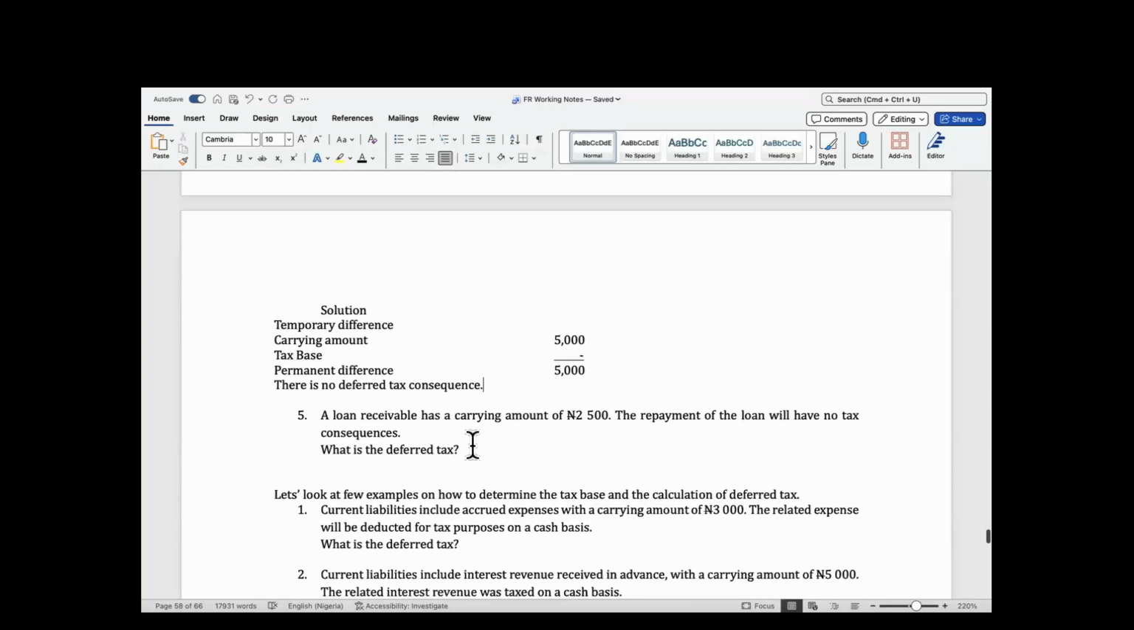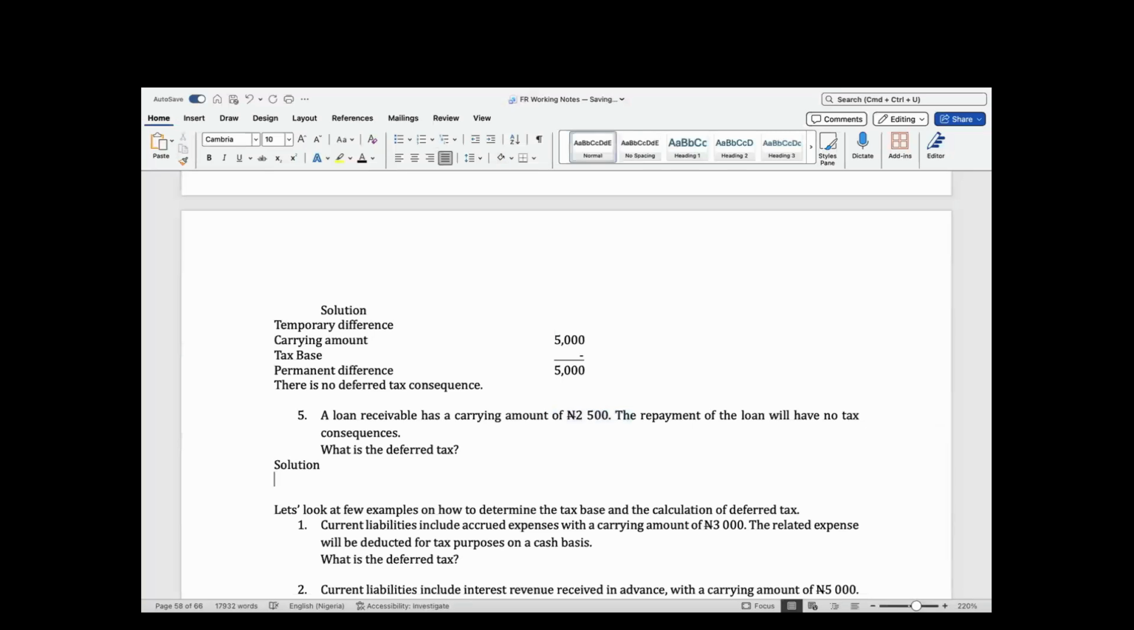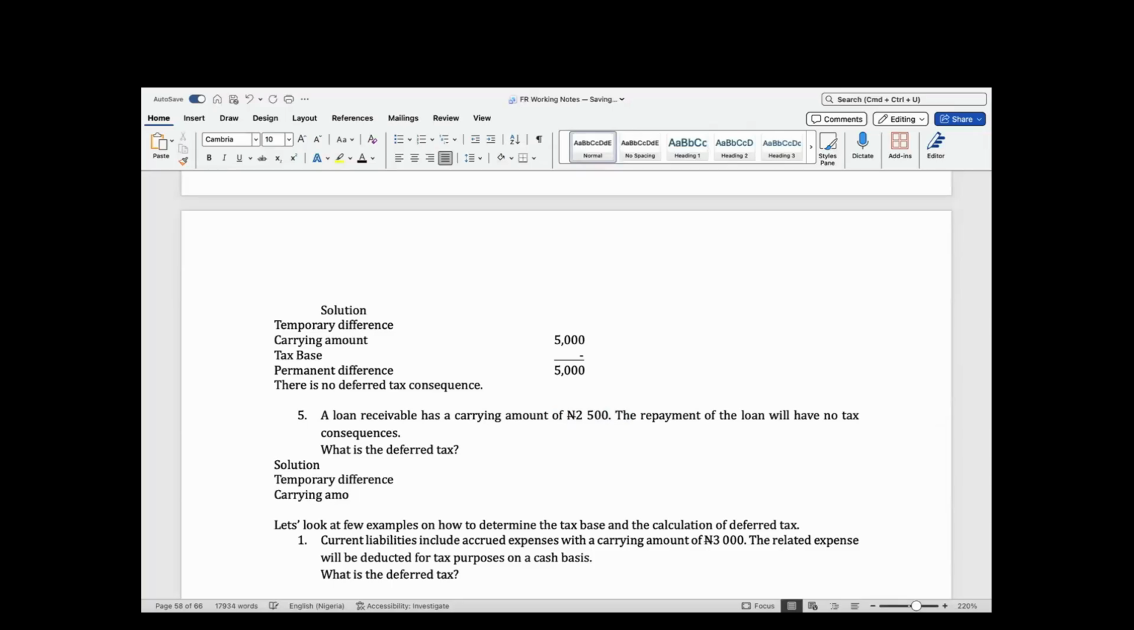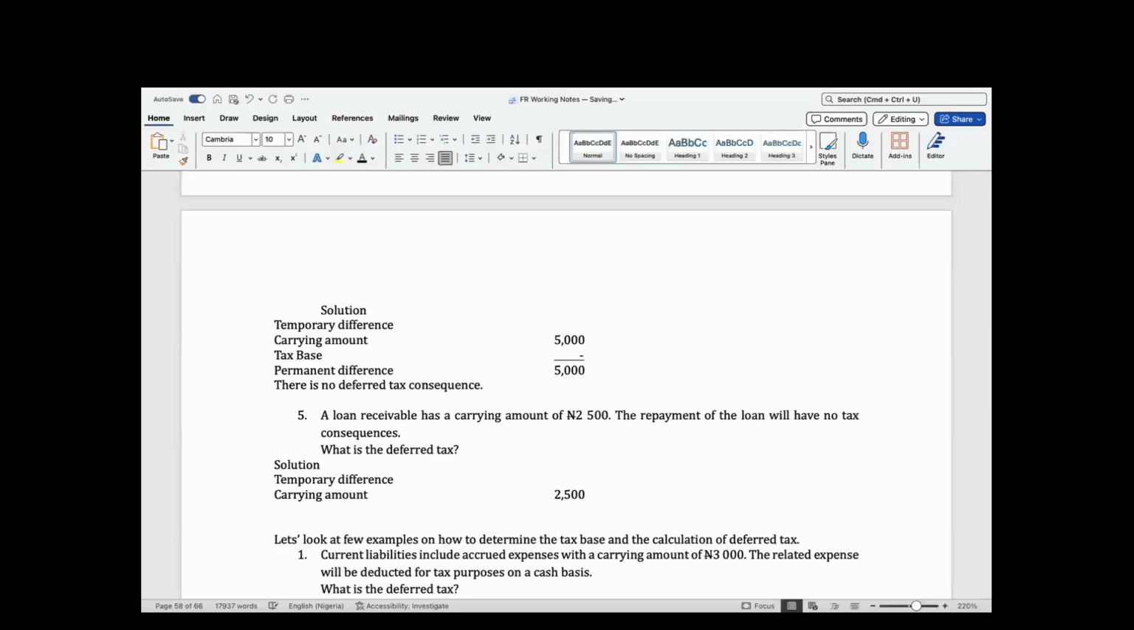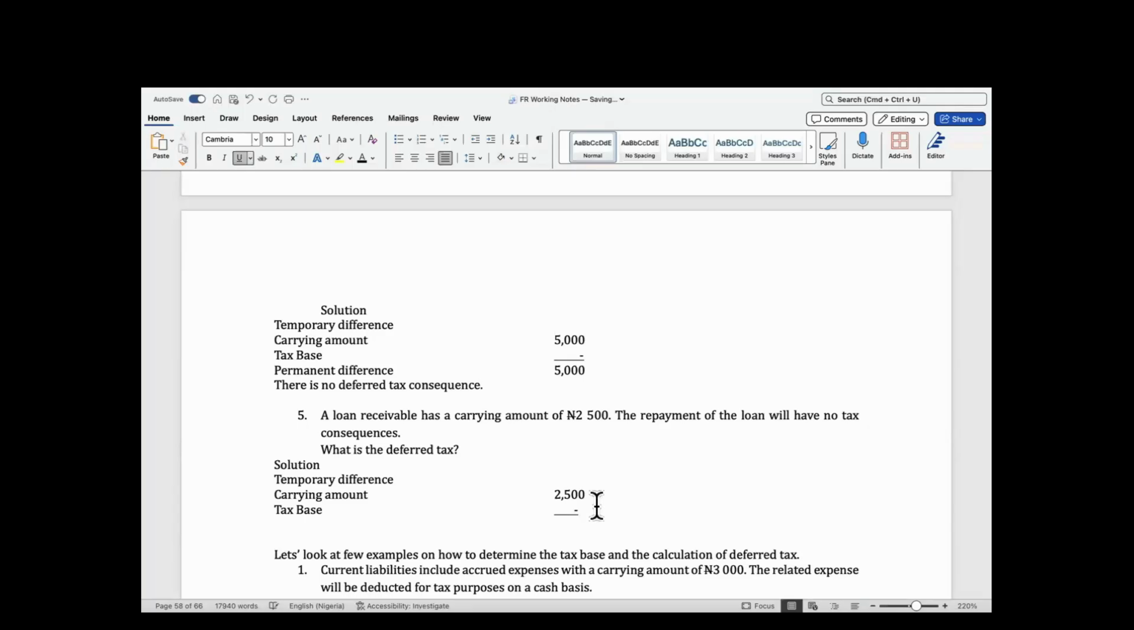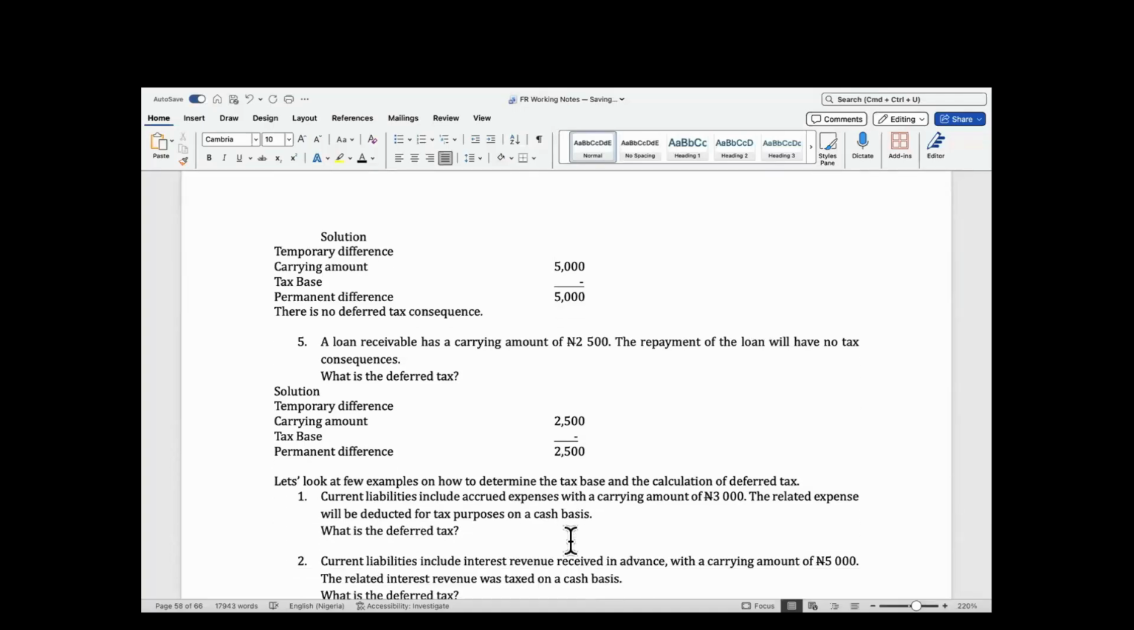It's a permanent difference. Also, a loan receivable has a carrying amount of 2,500. The repayment of the loan will have no tax consequence. This is similar to the previous question. So if I think of temporary difference, I will have my carrying amount, which is 2,500. I compare that to my tax base, which in this case, the taxman will not capture anything. There is a difference of 2,500, which is again a permanent difference, because it has no tax consequence.